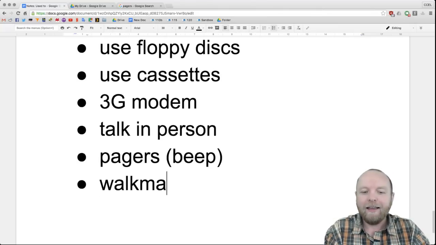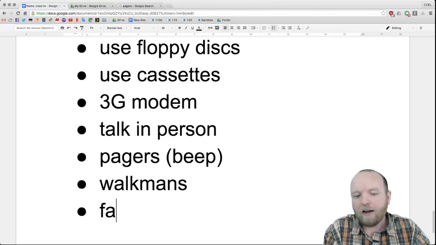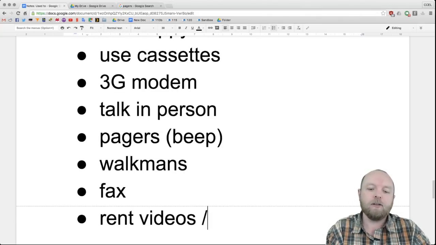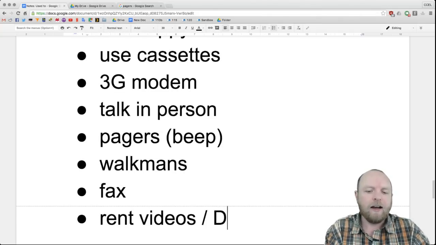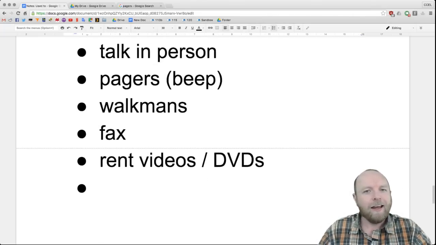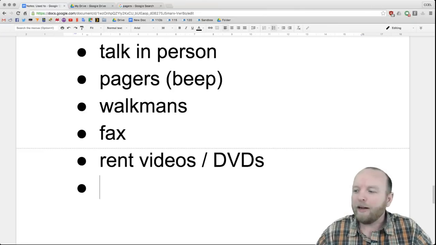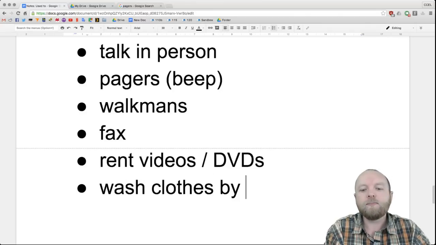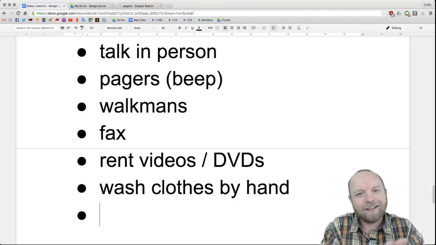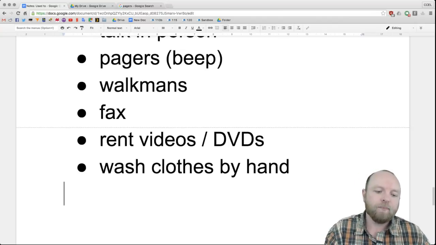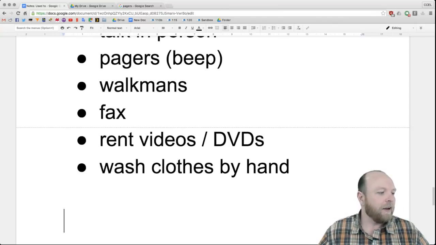Walkmans, yeah. I'll give you some more examples, guys. Fax machines, right? What about renting videos or even DVDs? In Vancouver, we don't have any video stores anymore. Everybody downloads movies. Nobody rents DVDs. What about this? Wash clothes by hand. Use your hand to wash clothes. In Vancouver, everybody has a washing machine. Okay, let's stop that there.